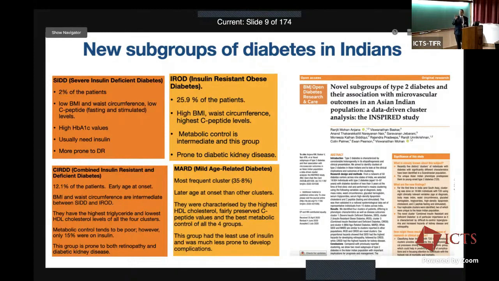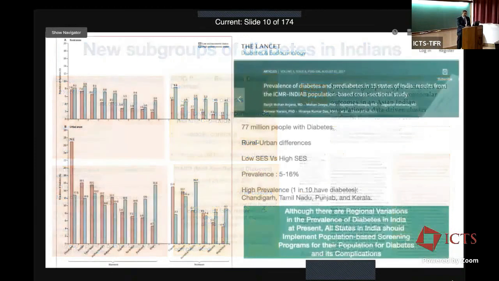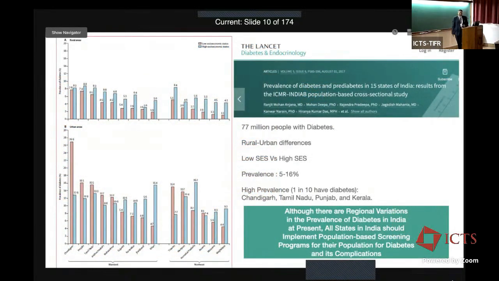Couple of them have more microvascular complications. So diabetes over a period of time affects microcirculation in eyes, in kidneys, in nerves, causing various types of microangiopathies. Again, it is an important problem, and there has been this ICMR INDIAB study.